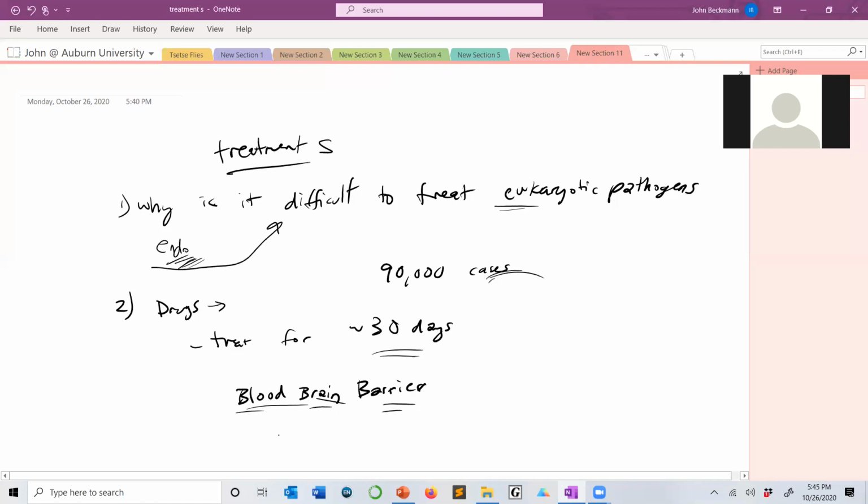And even after those take effect, you have to repeatedly come back month after month to get your cerebrospinal fluid tapped. Then they check to make sure you don't still have trypanosomes in there. So it's a hard disease to get rid of. You don't want to get this.